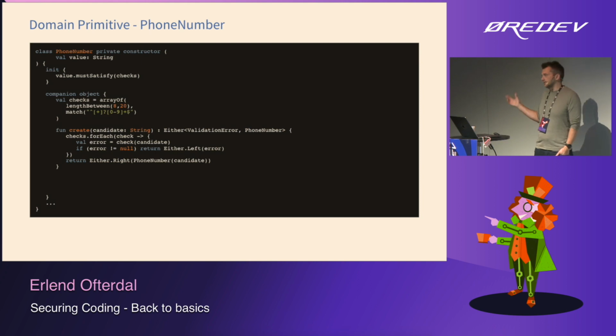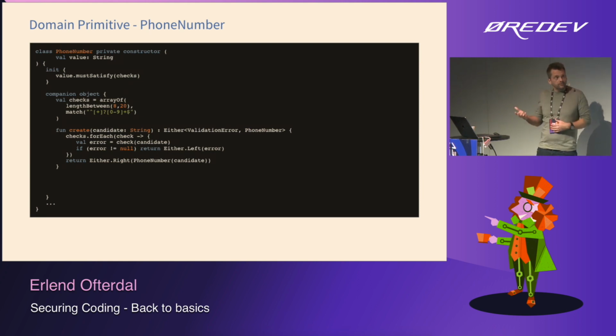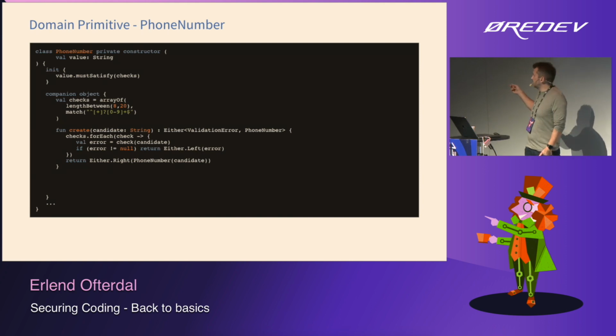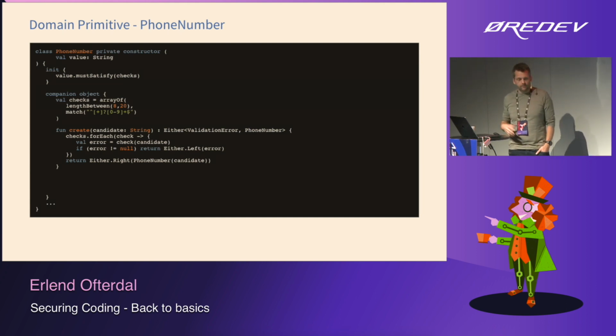And then we started to borrow stuff from functional programming, like an Either. So we created a create method where you could give it a candidate string, and it would either return a phone number or it would return a validation error. And the beauty of this is we could now, instead of using exception handling with try and catch and stuff like that, grab these errors and combine them into an error message without having to do exception handling.